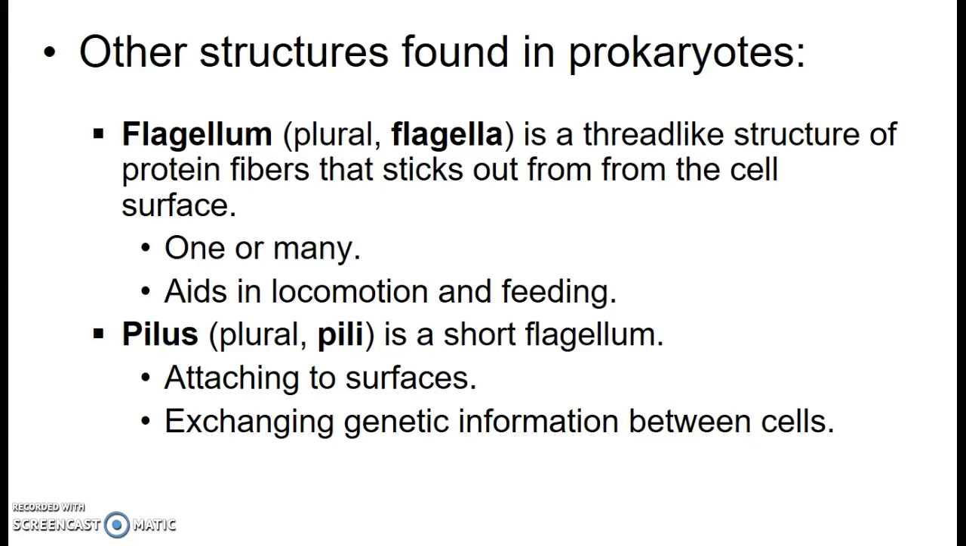So other structures that are found in prokaryotes are flagellum, which the plural of flagellum is flagella, which is a thread-like structure made up of protein fibers that projects from the cell surface and usually is used for movement and feeding. And a single cell can have one or many flagella. And then the other structure that I wanted to talk about is called a pilus, which pili is the plural of pilus. And that's just more or less a short flagellum. Usually they're used for attaching to surfaces or exchanging genetic information with other cells.